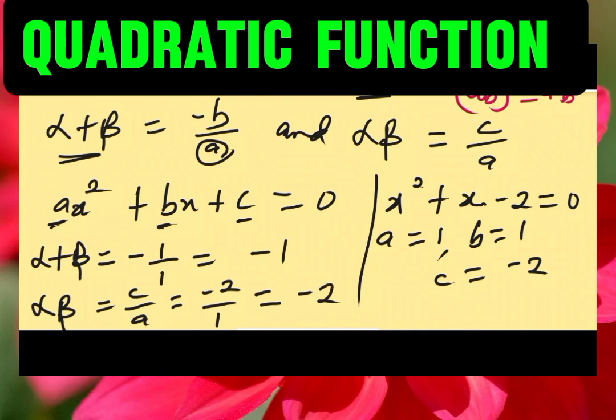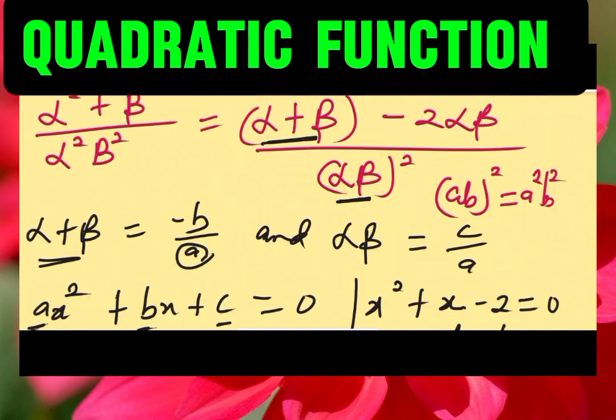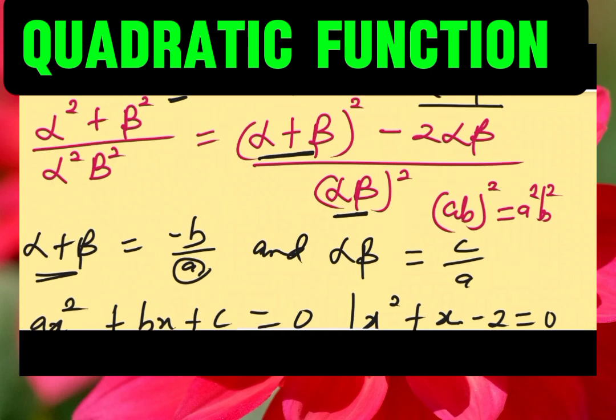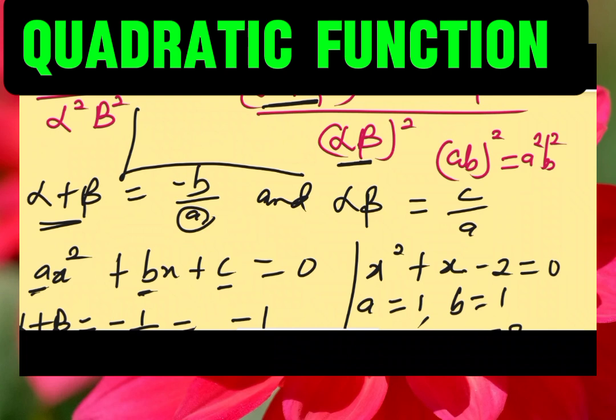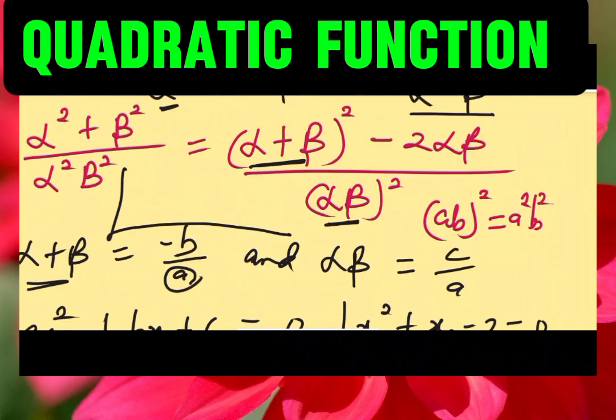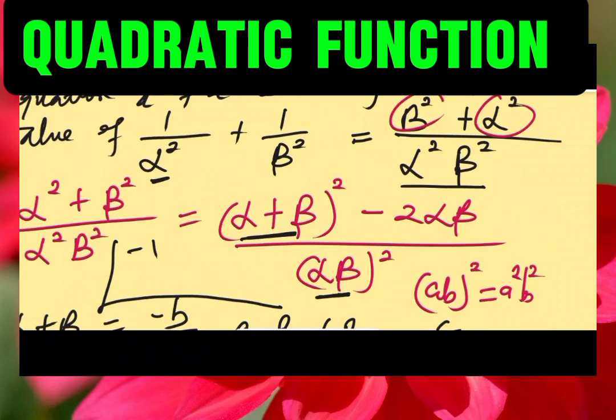Very interesting. Now what next? Slot them in the what? In the equation. What is the equation here? The equation is alpha plus beta squared. Let me use this small place. We got the sum, alpha plus beta, as minus 1. So I have minus 1 squared.